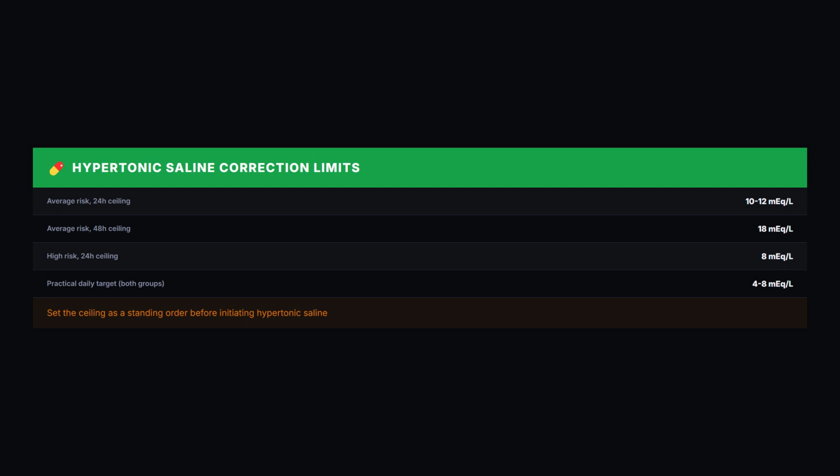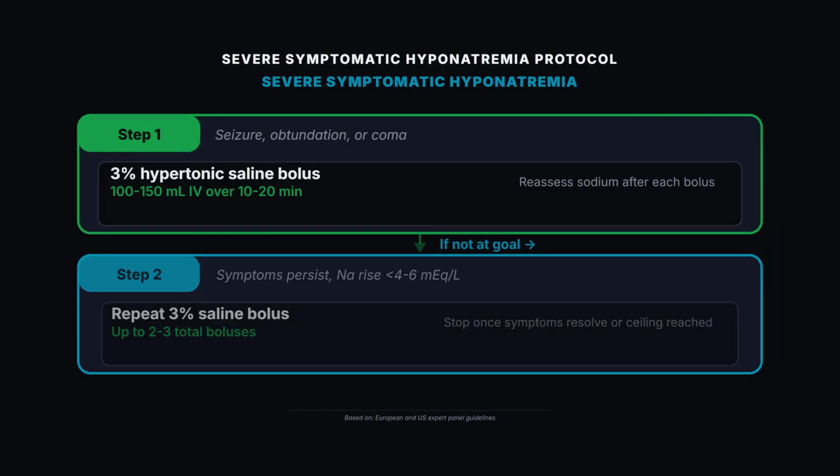For severe, symptomatic hyponatremia, seizure, obtundation, coma, bolus 100 to 150 milliliters of 3% saline over 10 to 20 minutes. And repeat up to 2 or 3 times if symptoms persist and sodium hasn't risen by 4 to 6 milliequivalents. Reassess sodium after each bolus, not on a fixed schedule.